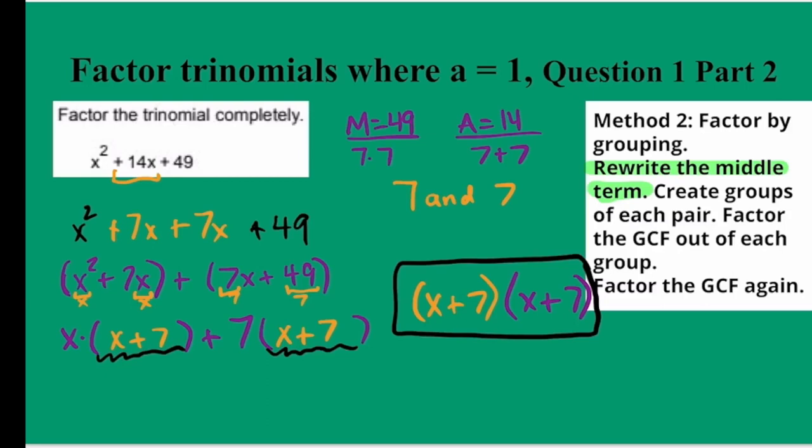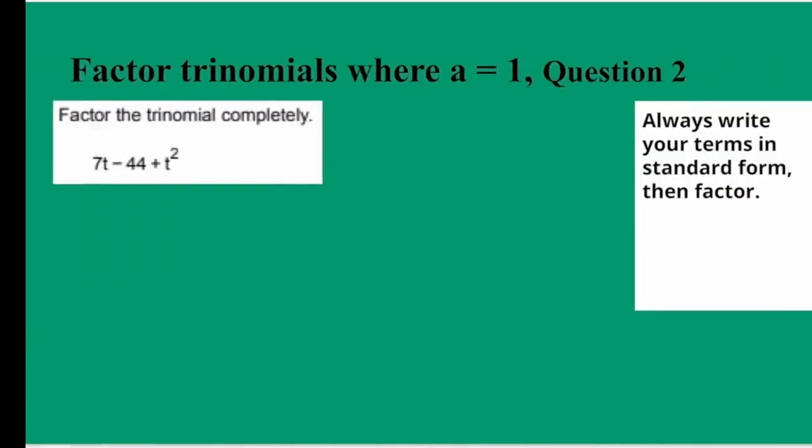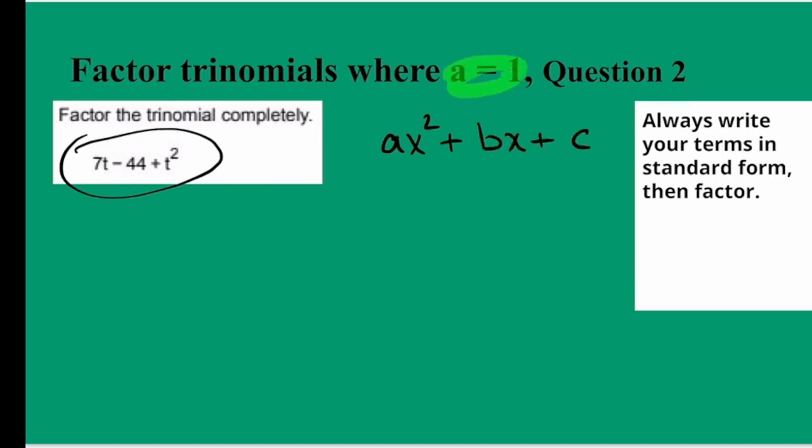So another type of question that you can get when factoring trinomials like this is one that's not in standard form. So we want to write trinomials where there is an x squared or any variable, and then an x, and then a constant. So this is where this a piece comes from over here. So if we rewrite it, we're going to get t squared plus 7t, or positive, and then minus 44.